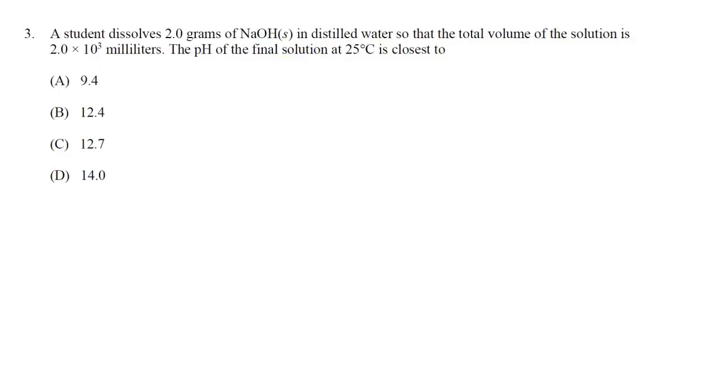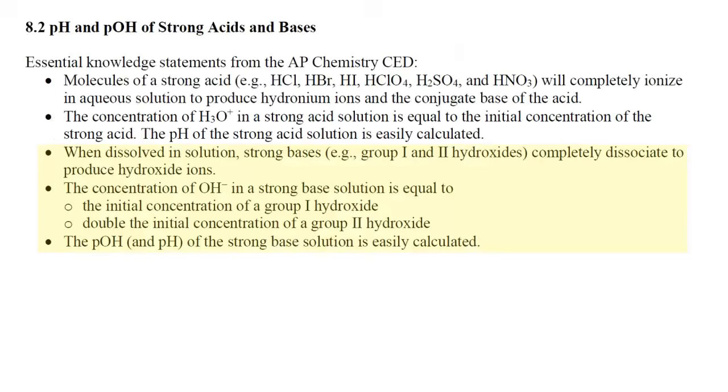In question 3, it says a student dissolves 2.0 grams of solid sodium hydroxide in distilled water so that the total volume of the solution is 2.0 times 10 to the third milliliters. The pH of the final solution at 25 degrees Celsius is closest to, and then we see 4 numerical choices. So question 3 falls under topic 8.2, pH and pOH of strong acids and bases.